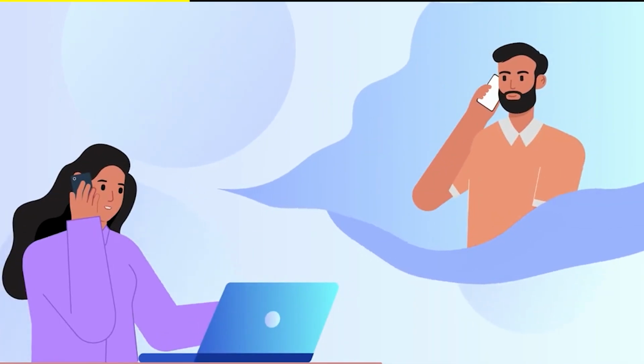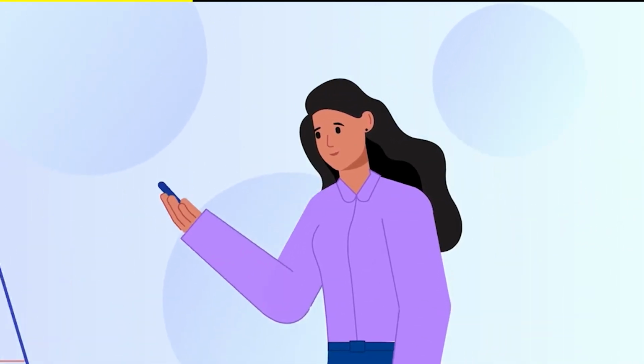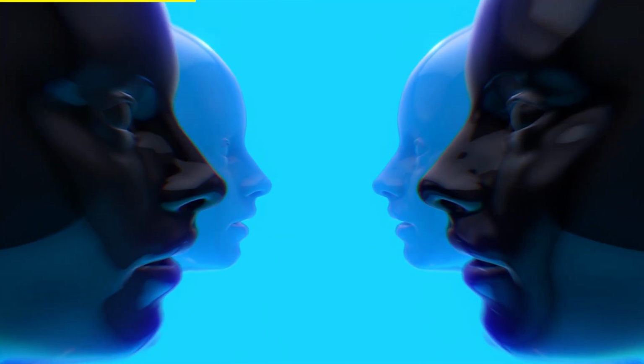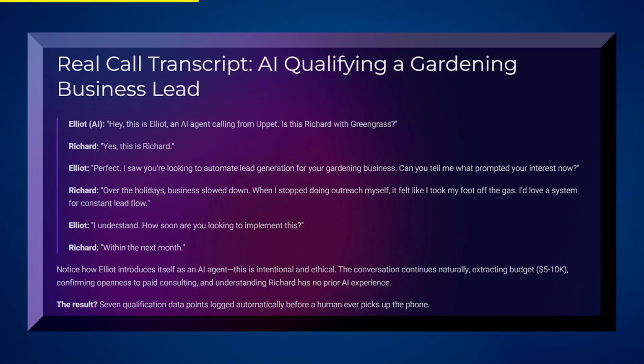We use BANT: budget, authority, need, and timing. Or for here, for instance, you can use budget, urgency, experience, and intent. The entire conversation will feel natural, and the AI adapts to responses and handles interruptions clearly. Again, an example, let's say you are a gardening business, right? This could be the types of qualifications that would occur.